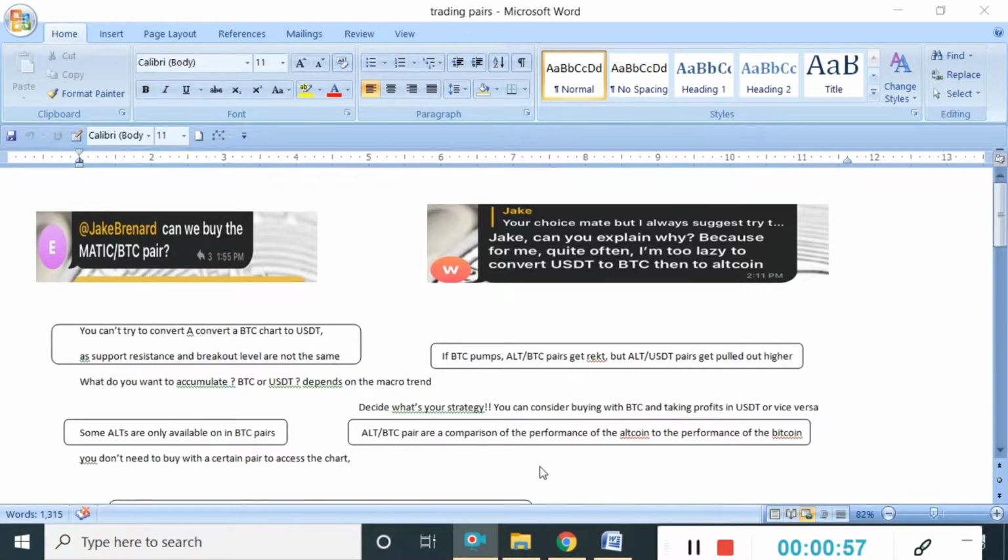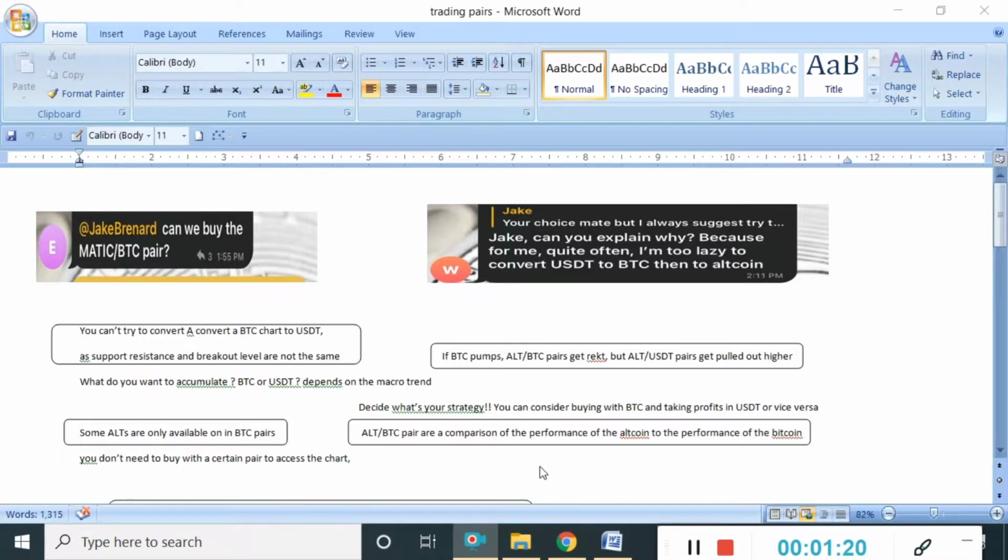First of all, you need to develop a strategy and decide, what am I trying to accumulate? Are you trying to accumulate Bitcoin, holding long term and accumulating as much as possible? Are you trying to accumulate USDT? You don't need to buy with a certain pair. If there's a MATIC BTC trading pair to access the MATIC BTC chart, you don't need to buy with BTC. You could buy it with USDT.